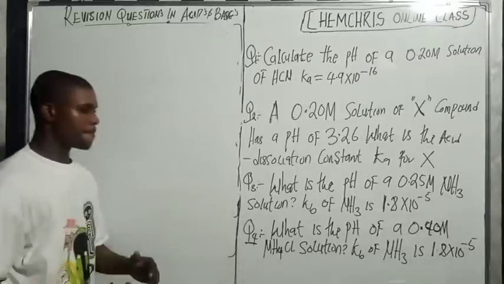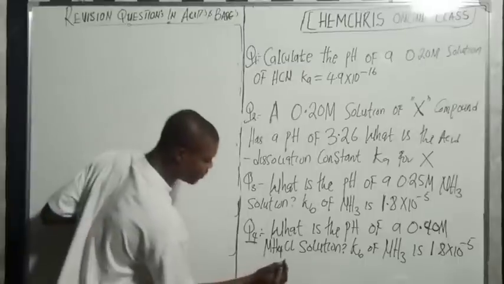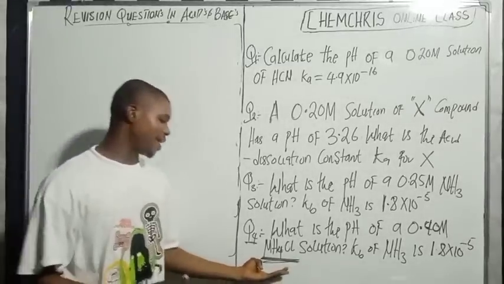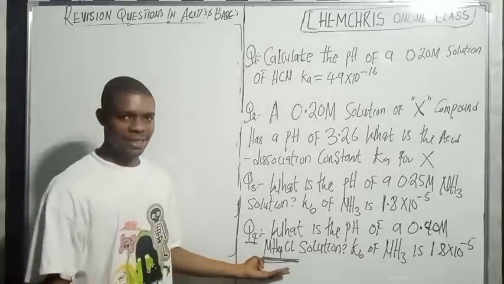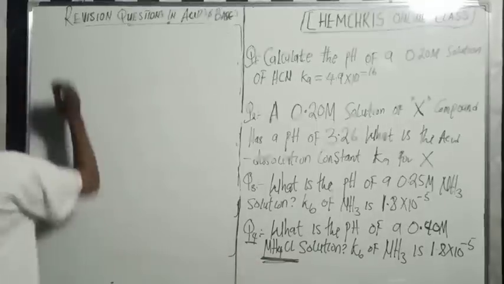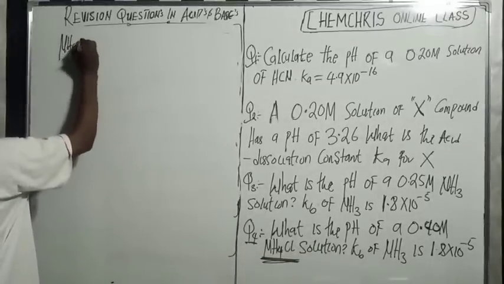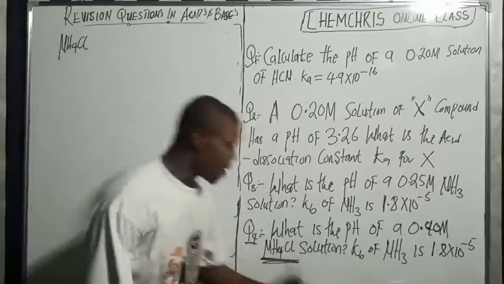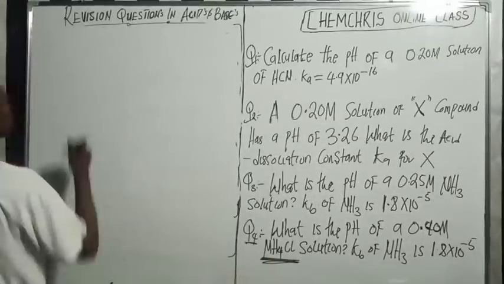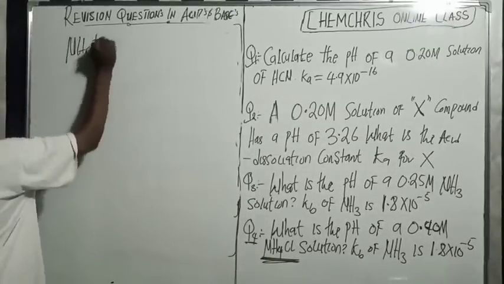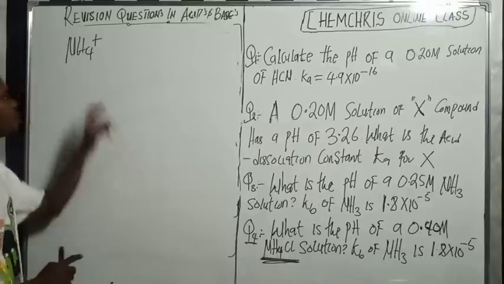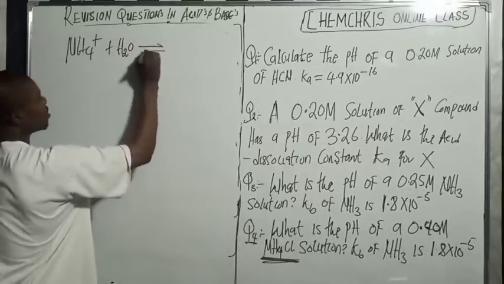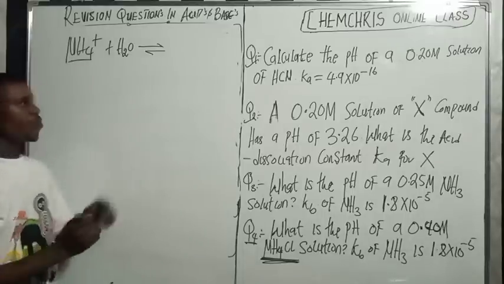Now, if you check very well, we have two things here. They ask us to calculate the pH of this. Remember, when we talk about NH4Cl, it's a salt. NH4 plus plus H2O: this one is going to be the acid, and this one is going to be the base.